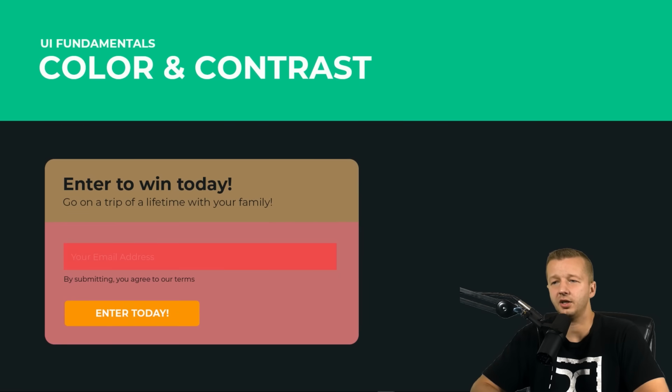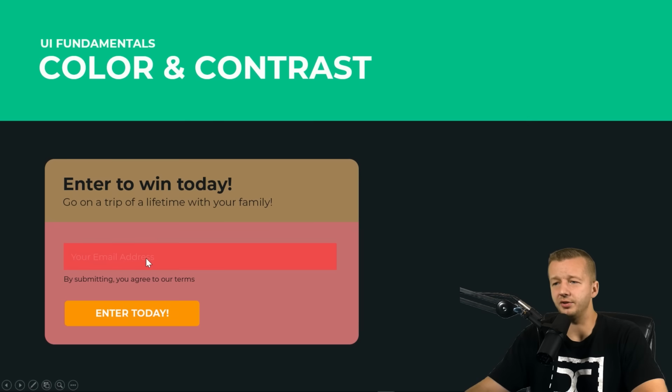The color and contrast here is wrong. Both are wrong. If we start at the top, "Enter to win today, go on a trip of a lifetime with your family," this actually contrasts pretty well with the chosen background. You could probably also use white and it would still contrast well because this color is kind of a mid-level in terms of lightness. But when we get from this section right here where it's kind of brown to this pink, there's not enough contrast between these different hues, and they just kind of hurt your eyes.